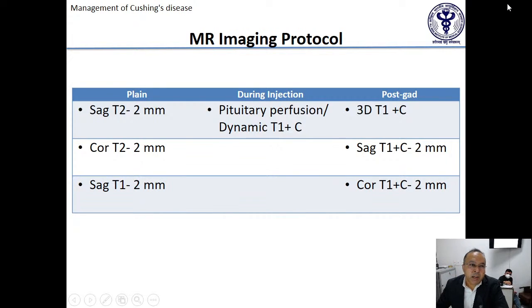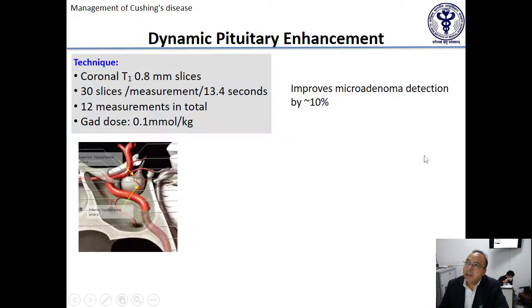MR imaging is the imaging modality of choice for the evaluation of Cushing disease. In the imaging protocol, we do thin section imaging of the sella in the sagittal and coronal planes, followed by pituitary perfusion or dynamic imaging during injection of contrast, and then we do post-contrast imaging in 2 mm slices.